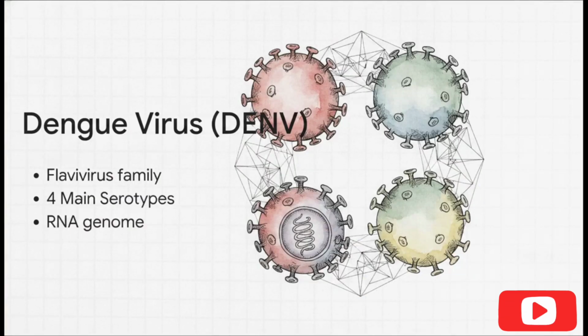But the mosquito is really just the delivery system, right? The true villain is the dengue virus itself, or DENV. It's an RNA virus that belongs to the flavivirus family. But here is the critical part you need to know. It actually comes in 4 main serotypes: DENV 1, 2, 3, and 4. Getting infected with one serotype doesn't give you full immunity to the other 3, and this sets up a fascinating but honestly highly dangerous immunological trap inside the human body.